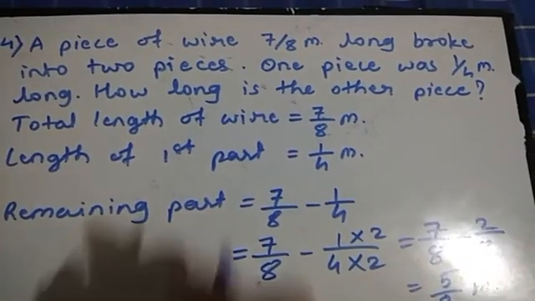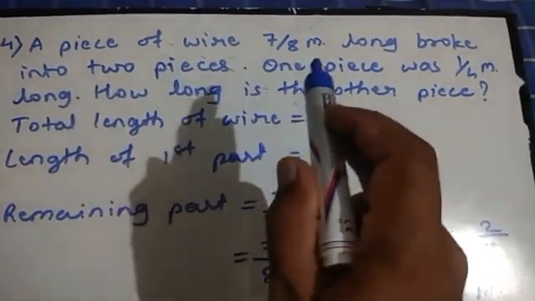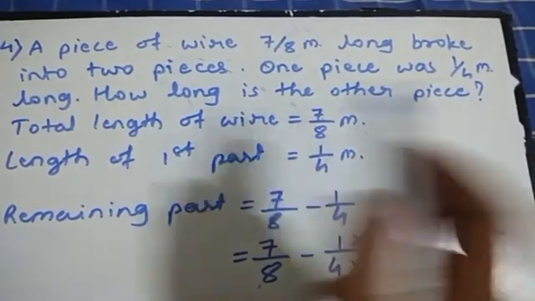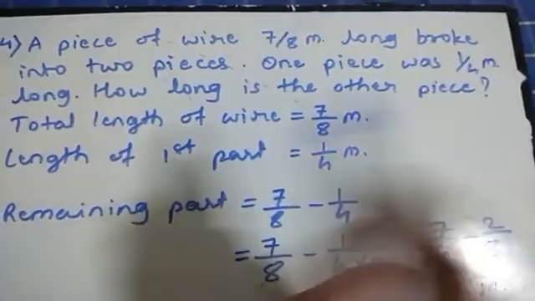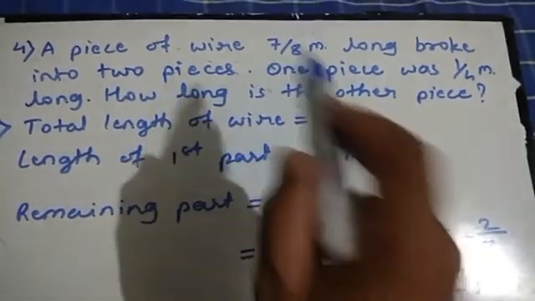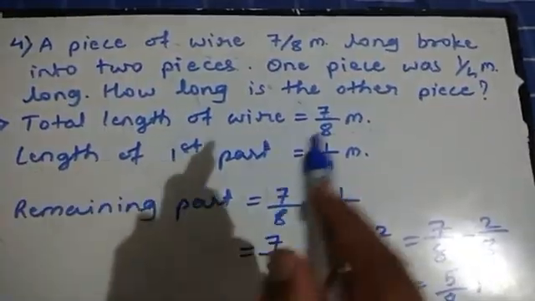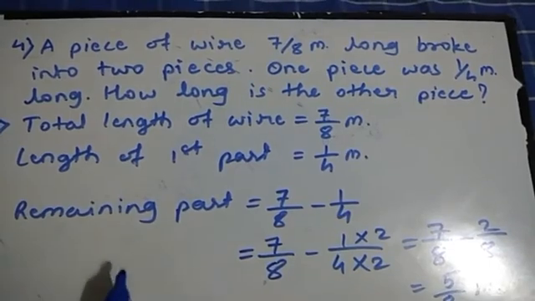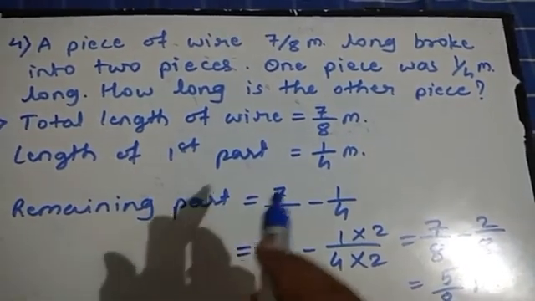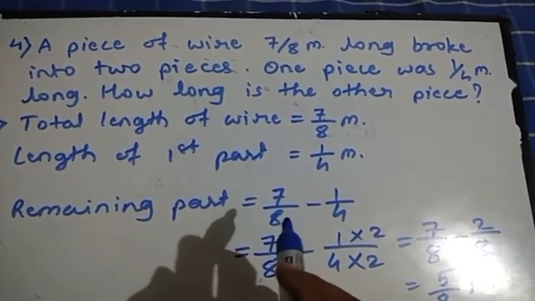See one word problem. A piece of wire 7 upon 8 meter long broke into 2 pieces. One piece was 1 upon 4 meter long. How long is the other piece? Therefore given things are total length of wire is 7 upon 8 meter. Okay. Now length of first part is 1 upon 4 meter. We need to find out the length of the other piece. Therefore remaining part is equal to 7 upon 8 meter total length minus 1 upon 4.